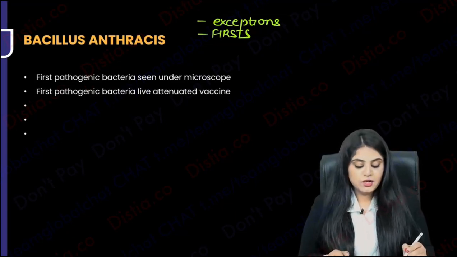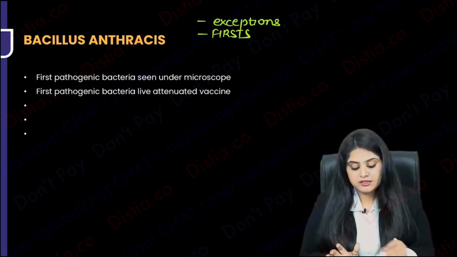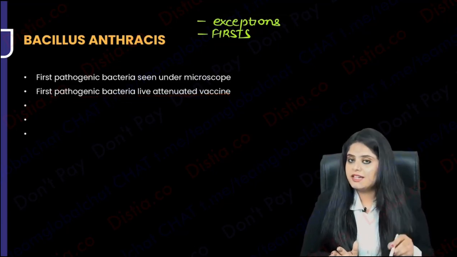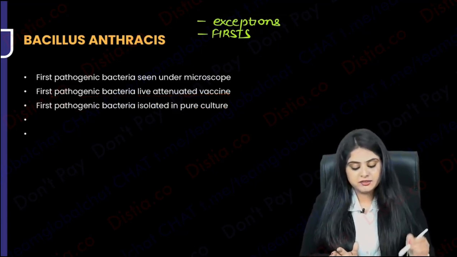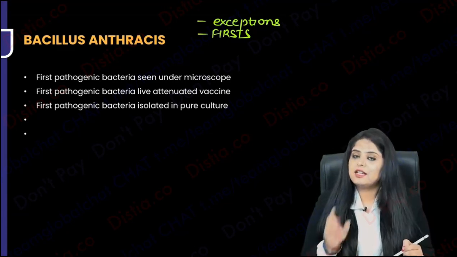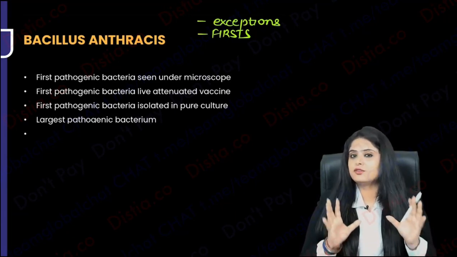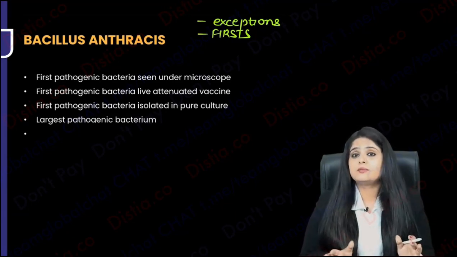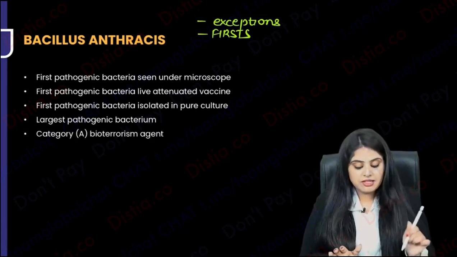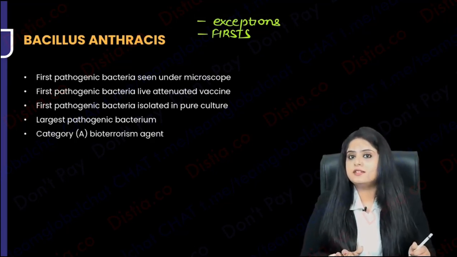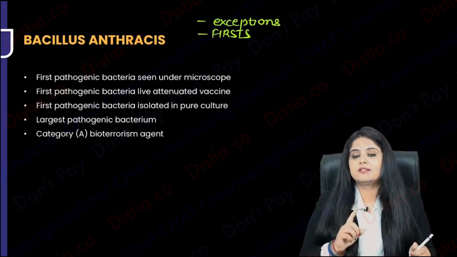Bacillus anthracis. Which was the first pathogenic organism to have a live attenuated vaccine? Again, Bacillus anthracis. Which was the first to be isolated in culture media? Again, this one. Which is the largest pathogenic bacteria? Again, Bacillus anthracis, and of course deadly, a category A bioterrorism agent.